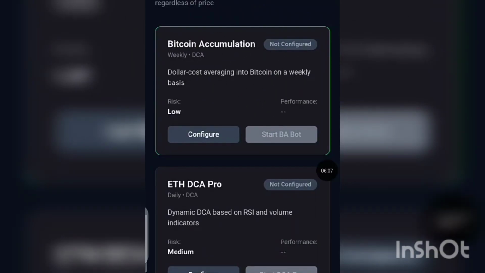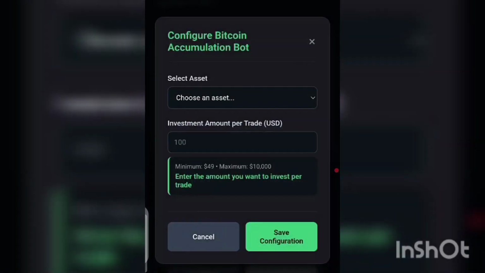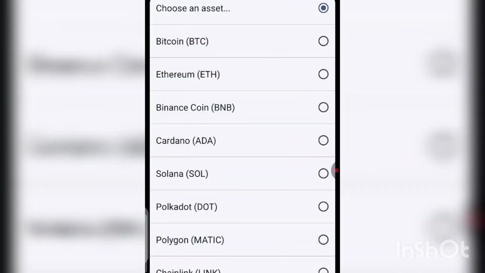This is exactly what we are trading, what we are in for, okay. So the next thing for you to do is you click start BA boot. BA stands for boot Bitcoin accumulation. So once you have clicked start boot, the next thing that is going to happen is that it will show you this interface over here.